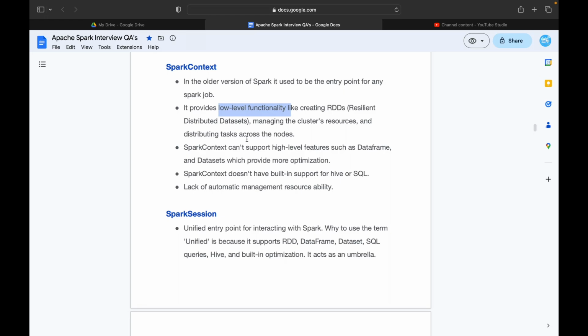And it doesn't support high level features for data frame and dataset. You will not be able to see any inbuilt support for Hive or SQL, and there is a lack of automatic resource management ability. And next, the Spark session came into the picture.